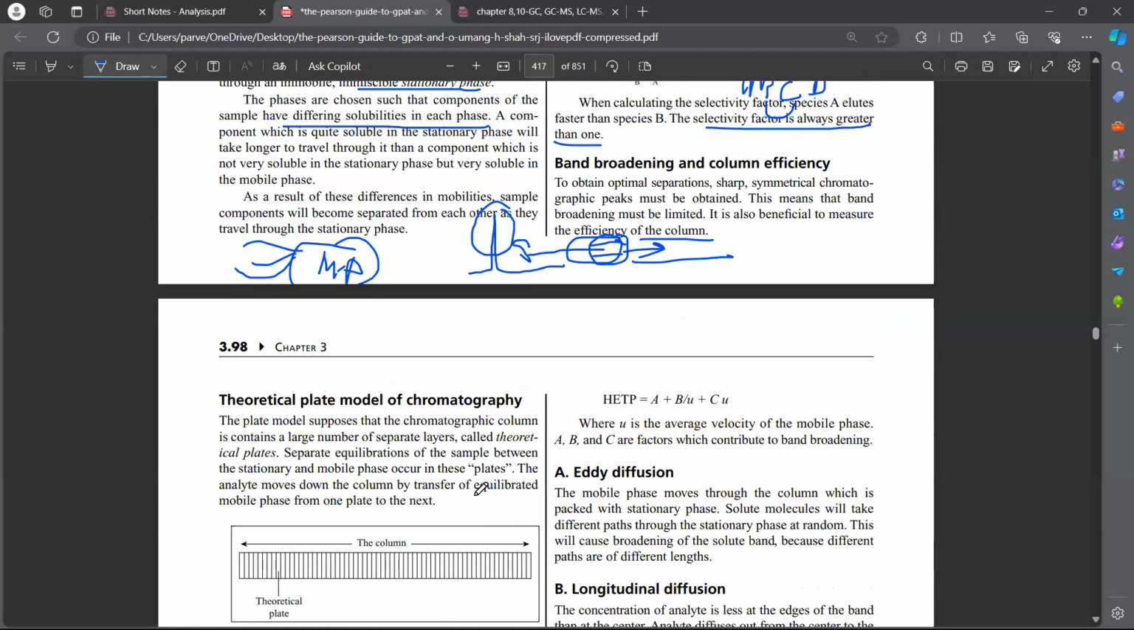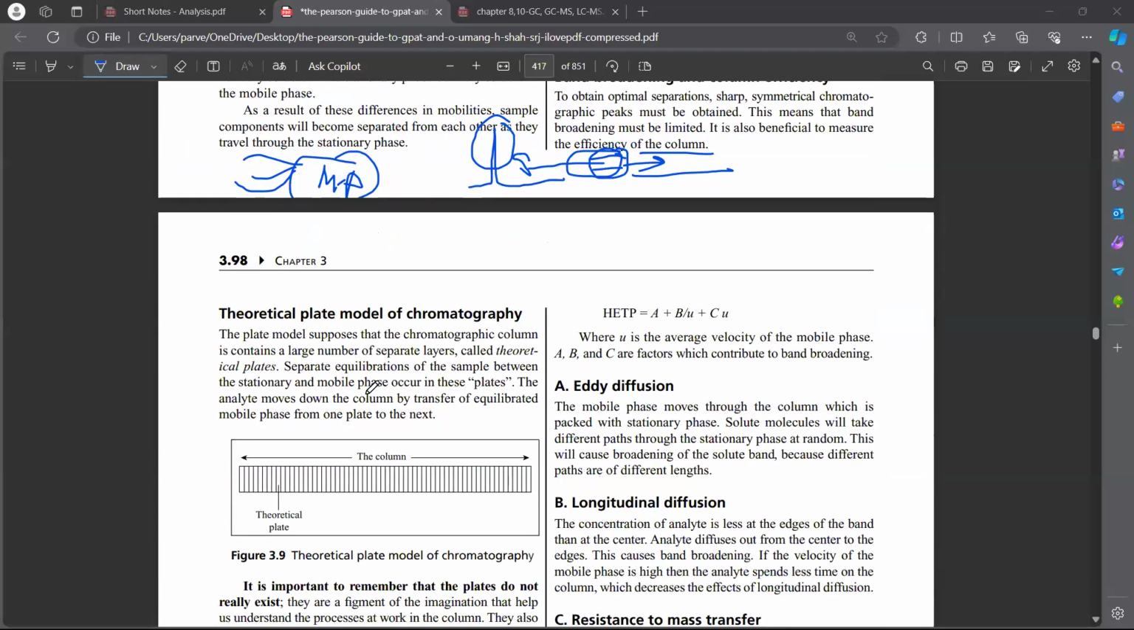So another very important terminology to determine the column efficiency in chromatography is the theoretical plate model. So basically, what is the theoretical plate? The plate model supposes that the chromatographic column contains a large number of separate layers called theoretical plates. Each theoretical plate indicates a separate equilibration of the analyte between the stationary and mobile phase in these plates, and the analyte moves down the column by transfer of the equilibrated mobile phase from one plate to the next.